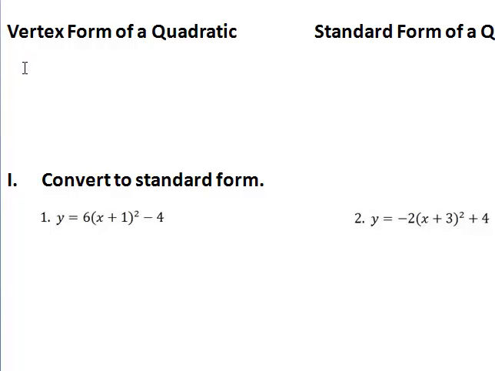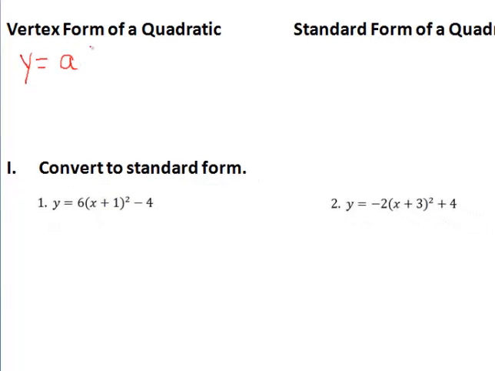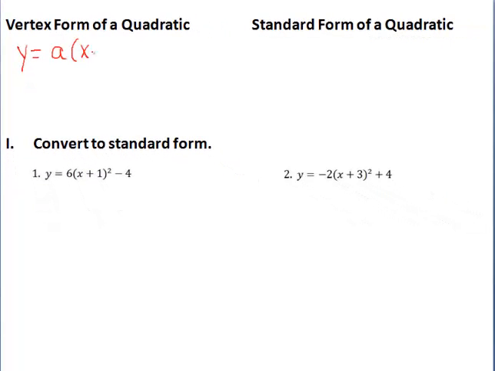You've been working with vertex form, and what that is: y equals a times x minus h quantity squared plus k. And in this form, we talked yesterday about how the vertex is the ordered pair h comma k.